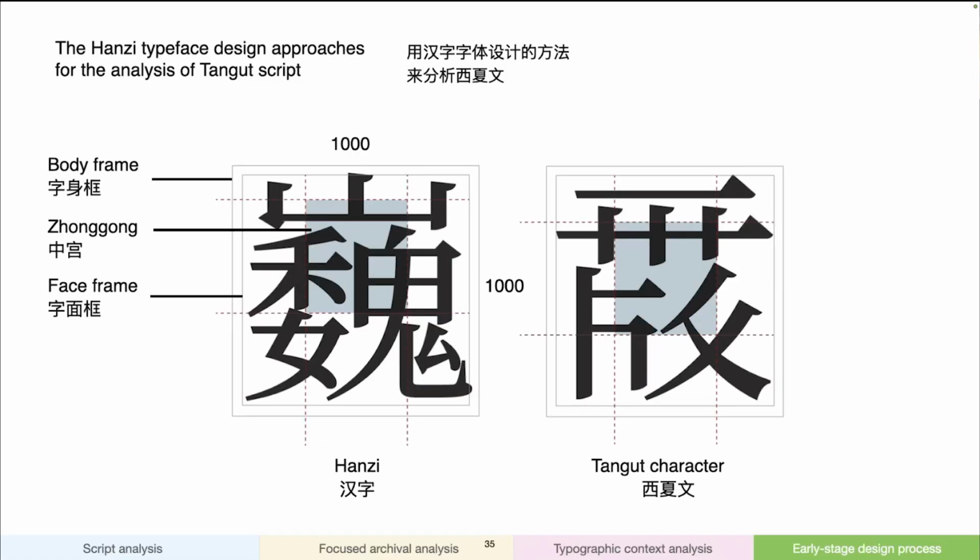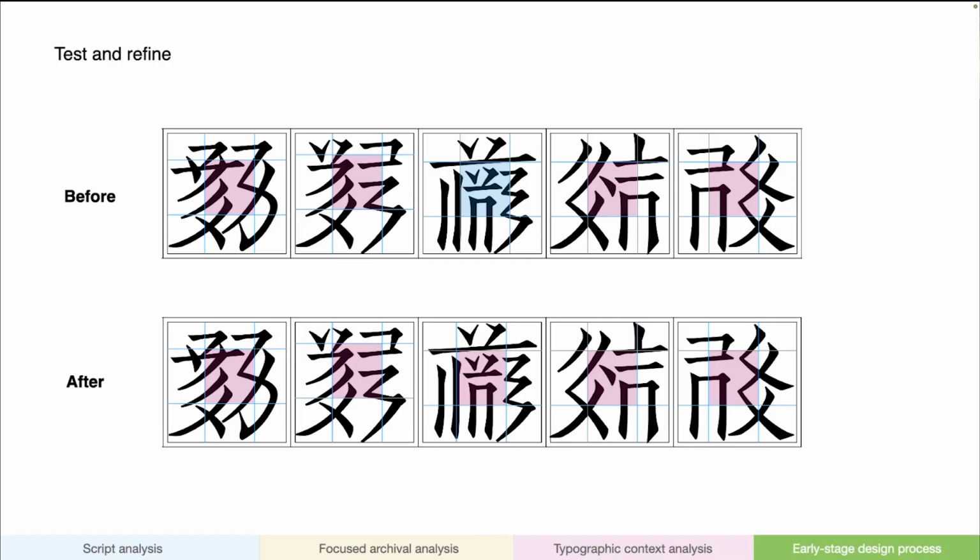Actually, established Hanzi typeface design methods also helped me when designing Tangut script. The concept of the Zhonggong, which we translate as the central palace of a character, helped me check visual balance and consistency across characters. Before, I found the blue one was a bit late, a bit small, and after I changed it, it's more consistent.